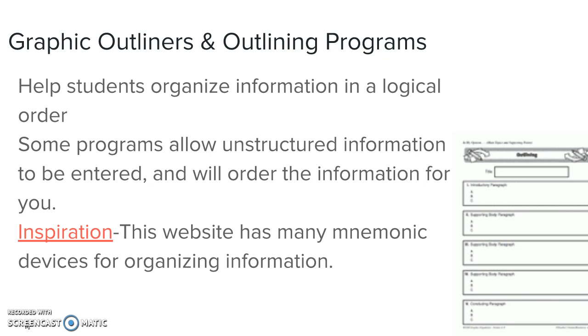First, I'm going to cover graphic outliners and outlining programs. So graphic outliners and outlining programs help students who have trouble organizing information for a writing project. These programs let a user put all the information in an unstructured way into the program and help organize the information into appropriate categories and into a functional order. The website Inspiration, which I have linked in the presentation, has many different diagrams and map views to organize ideas and support those main ideas.